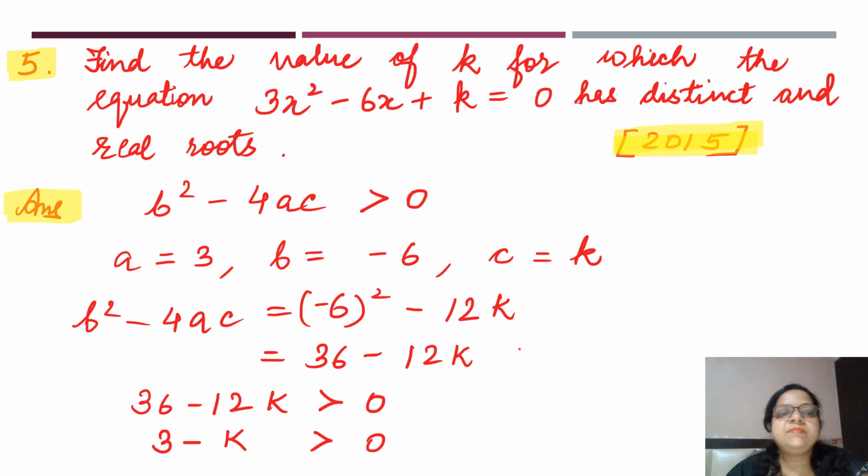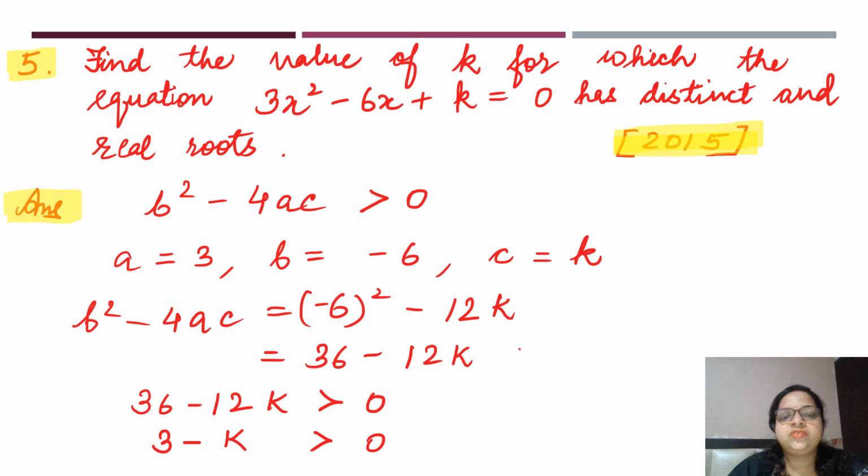Now coming to question number 5, children. Find the value of k for which the equation 3x² − 6x + k = 0 has distinct and real roots. Distinct and real roots means b² − 4ac is greater than 0. This question has been asked in the 2015 exams.